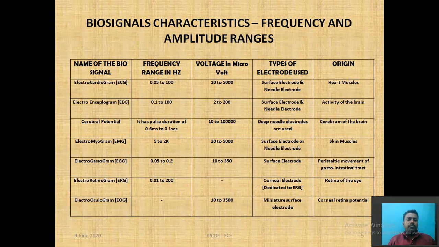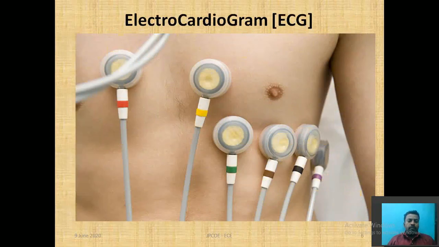The origin of ECG is the heart muscles. So this is an electrocardiogram measurement. Different surface electrodes are placed over the human chest, around the heart. Around six electrodes are present here. These electrodes are connected to the amplifier. Then we can see the signal on the screen. The signal indicates the performance of the heart.